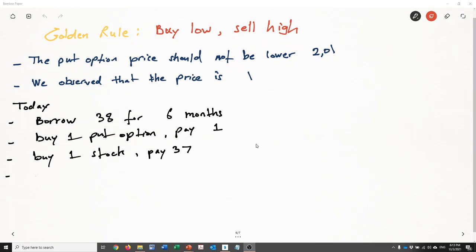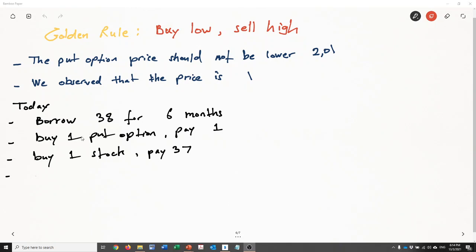Let's assume that someone told us the price of the put option should not be lower than 2.01. However, we observed in the example that the price is equal to $1. So what should we do today? Well, applying the golden rule, we should buy low. And buying low means I have to take a long position in the put option.